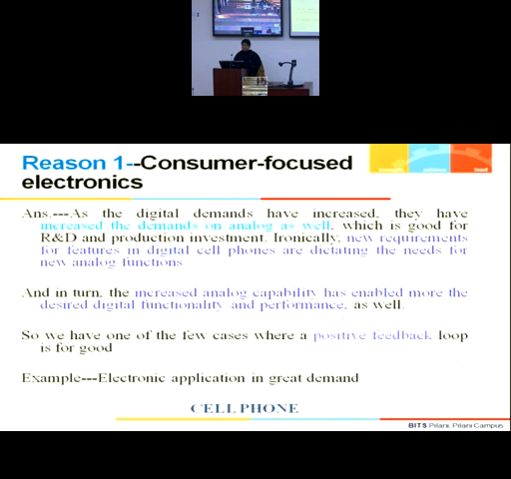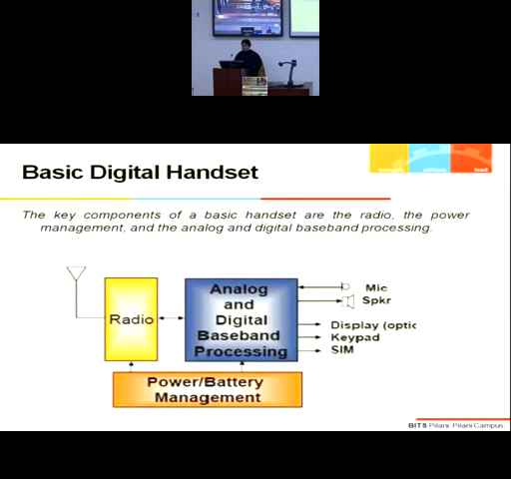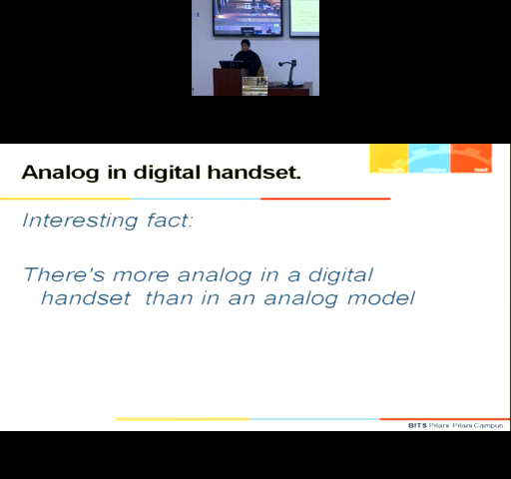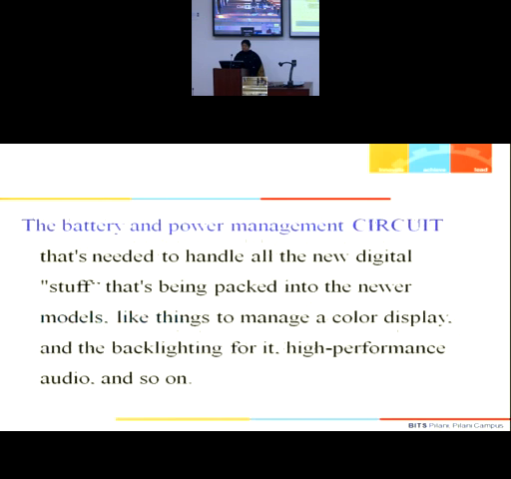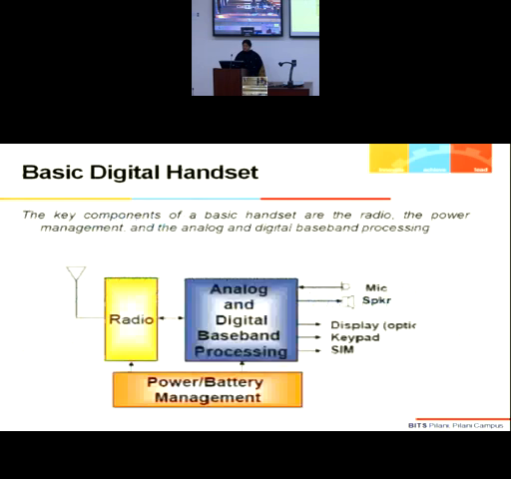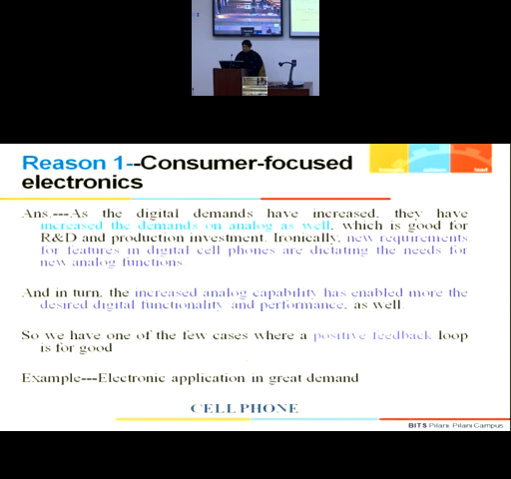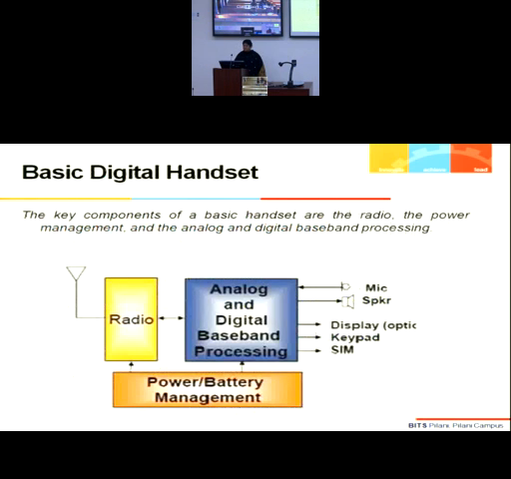And then next is the speed. Very fast. Let me show you. I think this is all consumer-focused electronics in great demand. This is an example of a handset, that mobile that you have.